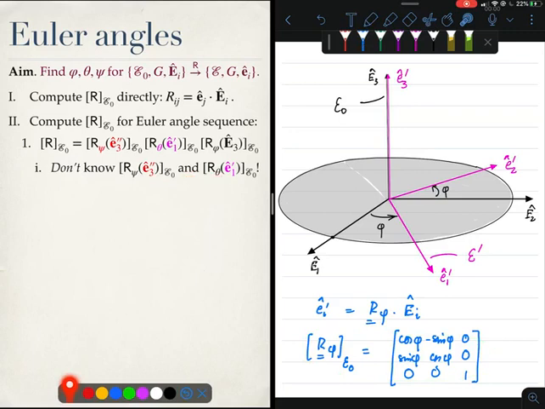So what we do is that we use change of coordinate systems. What does that mean? Well, if I want to find R psi in E0, I must be able to write this matrix in terms of the matrix of R psi in a known coordinate system. Okay, which is that?